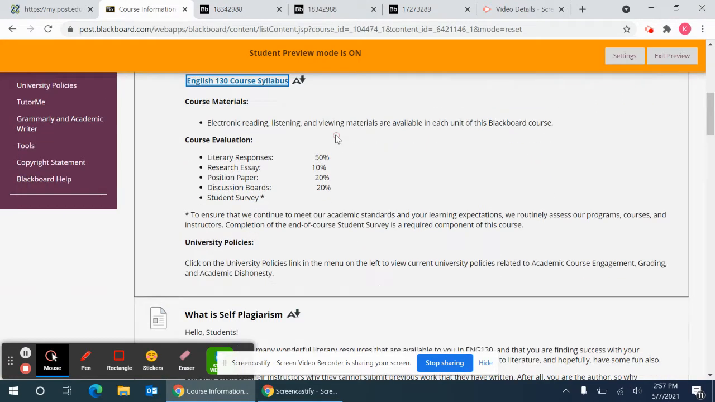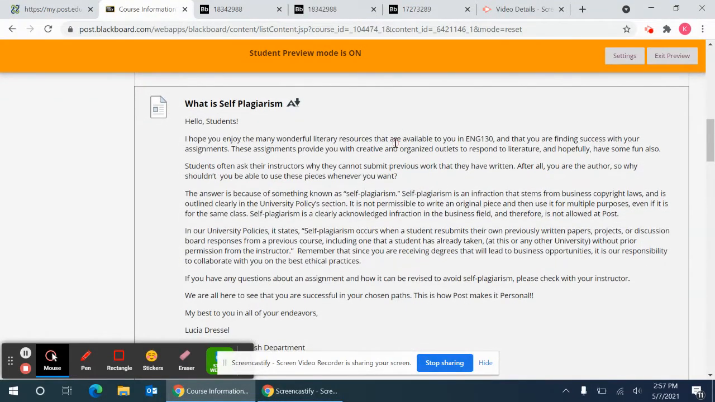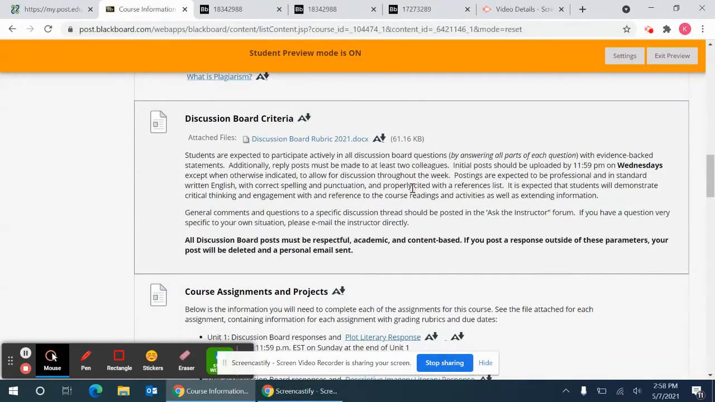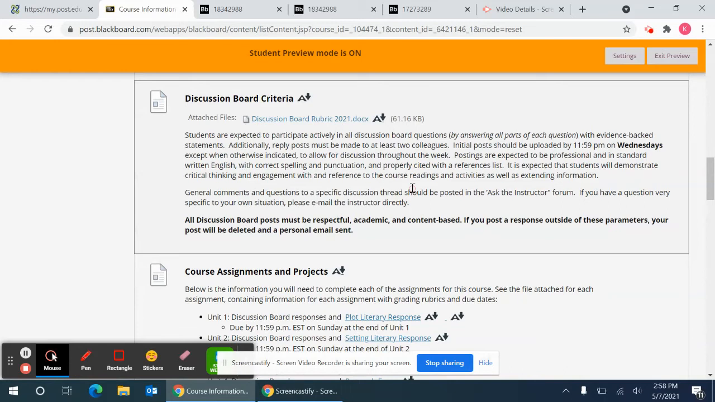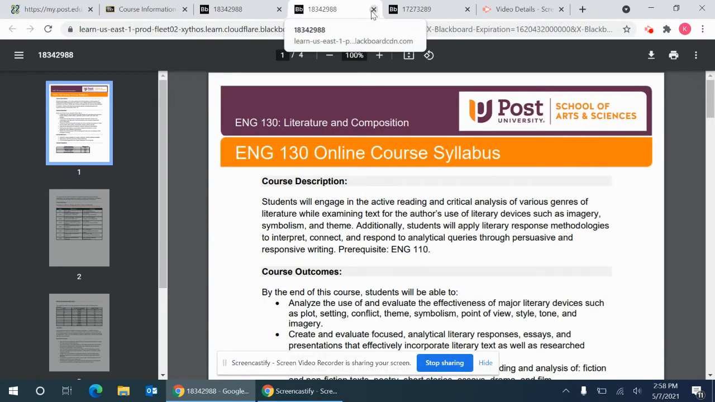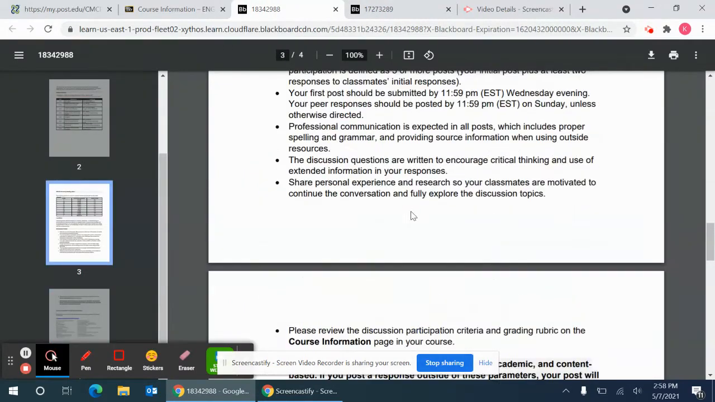If you continue this way, we're still in the course materials section. There is an entire section on self-plagiarism, which is a very important topic that we will talk more about in Unit 2, but just so you see that that is here. And then also the discussion board criteria. The discussion boards are an extremely vital part of the course. They really help us to have that discourse and conversation. So there is a clear rubric that outlines exactly what is required in the discussion boards.